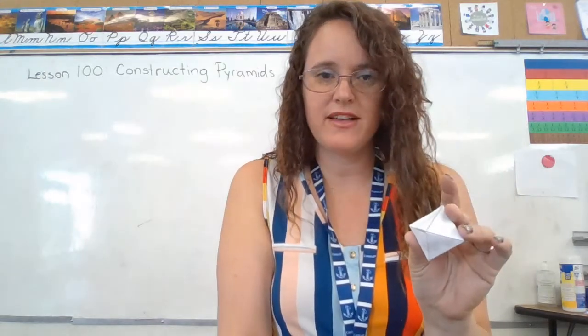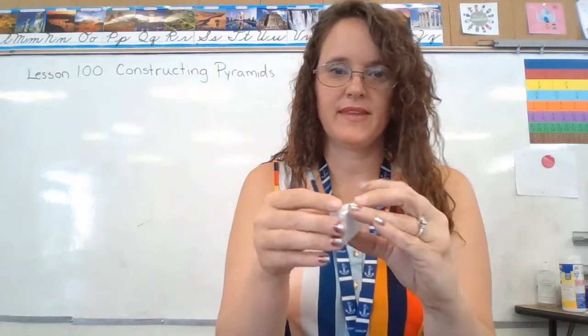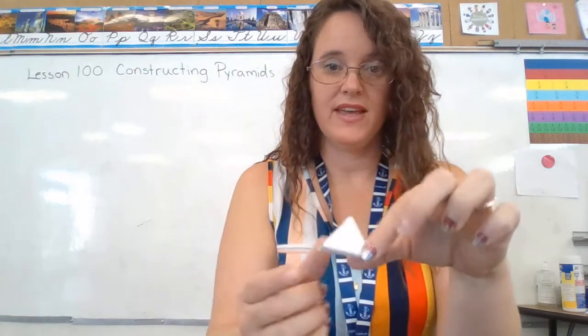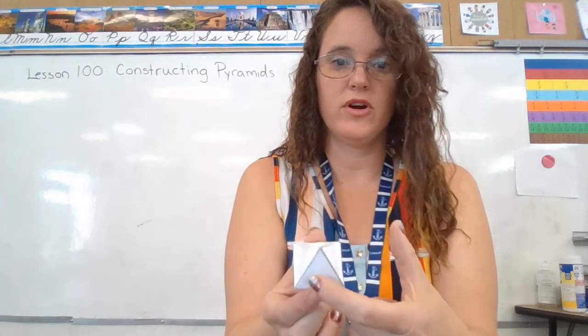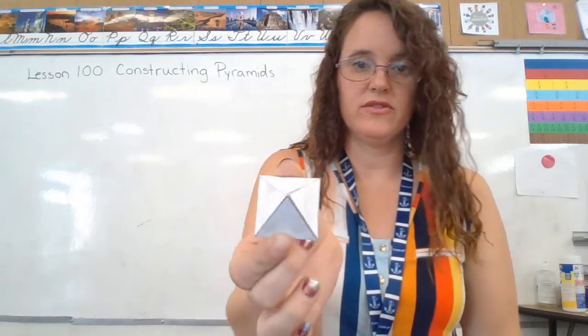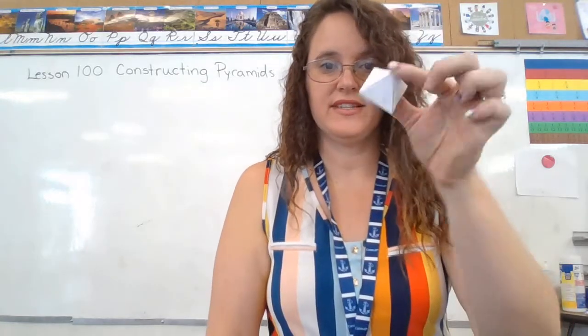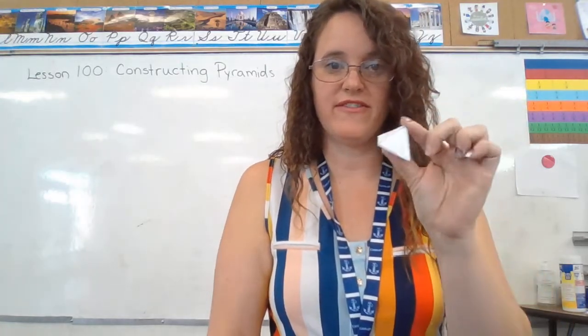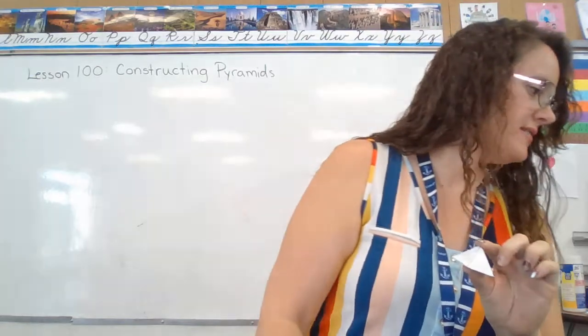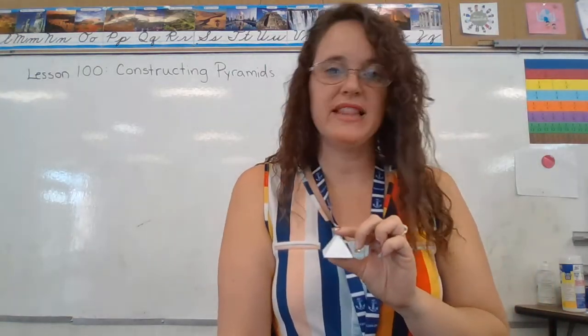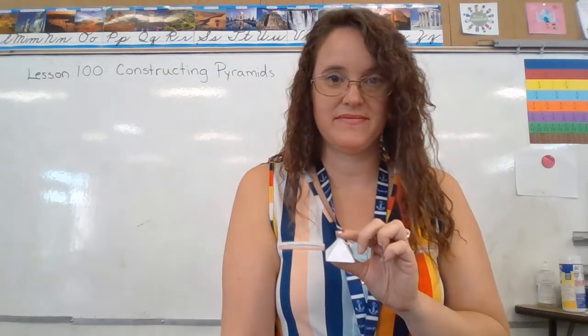What are the shapes of the faces? We have a square, and then we have 4 triangles. So 1 square, 4 triangles, those are our faces of this pyramid. Question B, does the pyramid have any parallel faces?